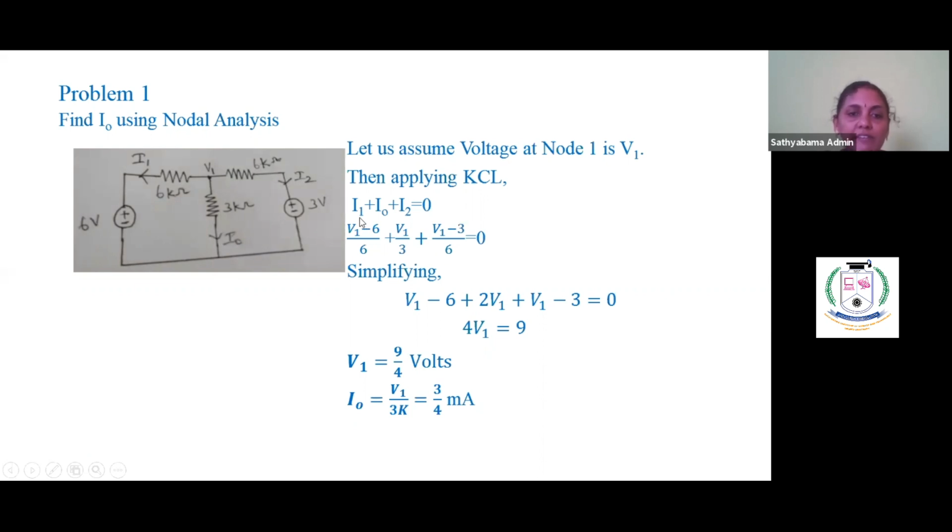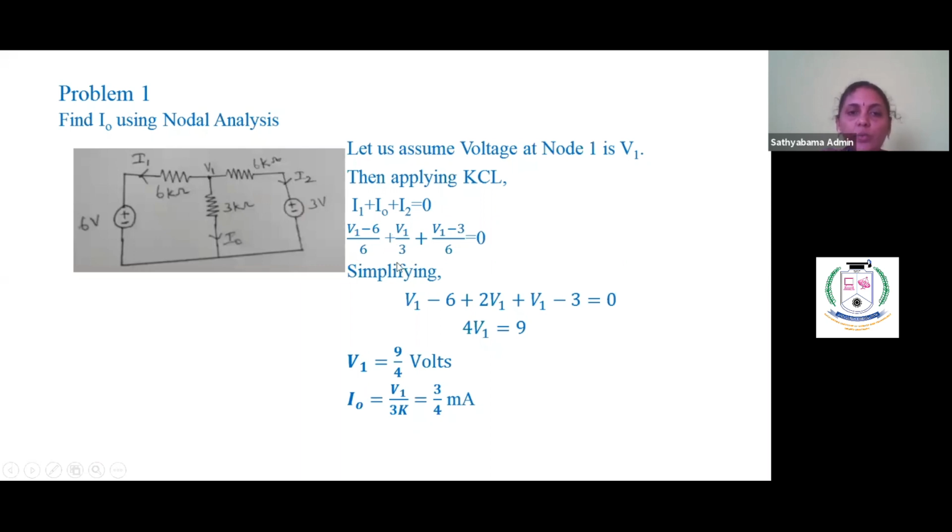Now define I1 first. I1 is equal to V1 minus 6, divided by 6. We have written 6 because it is 6K. All the resistors are in kilo ohms, so I have just taken it as 6. Plus I0. I0 is equal to V1 minus V0. V0 is going to be the reference voltage, it is 0. So we have just written it as V1 by 3. And for I2, it is going to be V1 minus 3 by 6 is equal to 0.